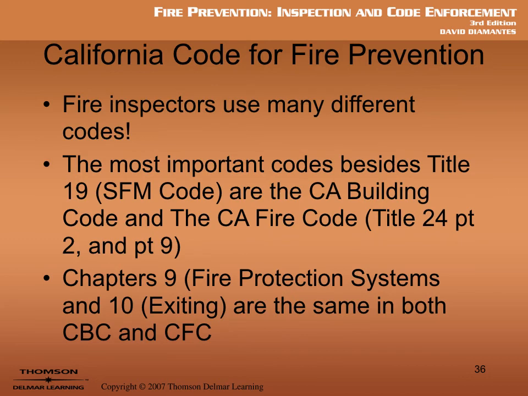But we need to remember that fire inspectors use many different codes. So the three main codes that we use are Title 24, Part 2, and Part 9. Part 2 is the building code. We do use the building code, though most of it applies to the building official and the building inspectors. But some of it applies to us. And of course, we use California Fire Code Part 9, which is Title 24, Part 9, the California Fire Code.